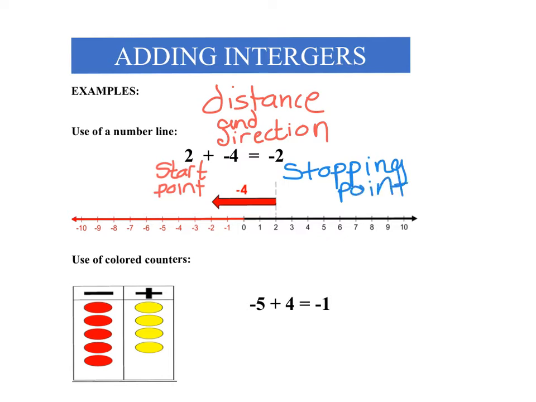Okay, so that's our starting point. We can clearly see that we started at 2. We're adding a -4, so we're moving to the left 4 spaces, and then our stopping point is at a -2. So we're going to use a number line today and do some examples together to make sure that we're following the number line procedures.